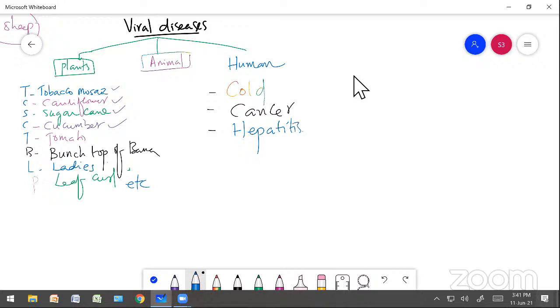Hepatitis B causes skin disease, right? Tumor is caused by hepatitis B virus. It also leads to the death of the organism, right?